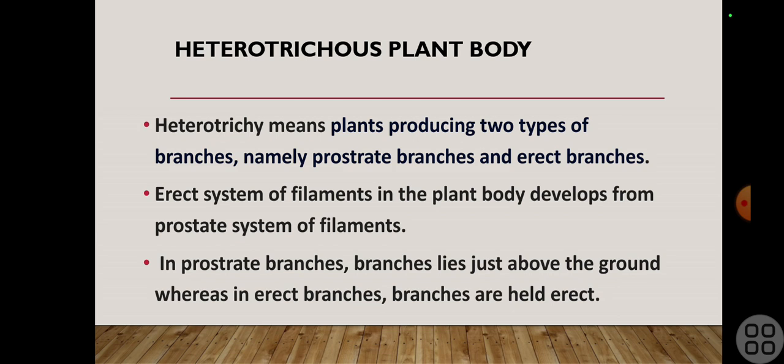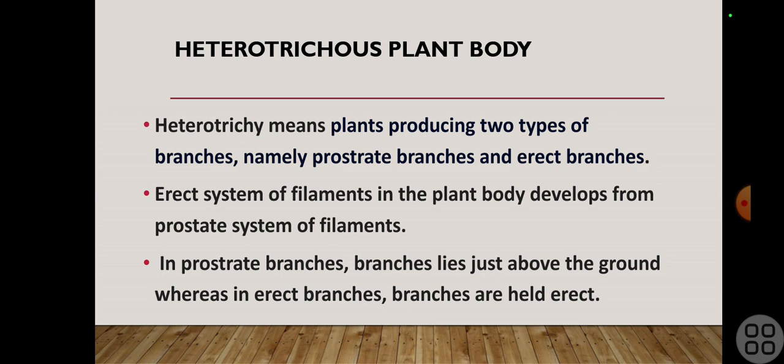Heterotrichous plant body. Heterotrichous means plants producing two types of branches. So these plants have two types of branches, namely prostrate branches and erect branches. Prostrate branches always give the appearance of roots, while erect branches always give the appearance of stem.